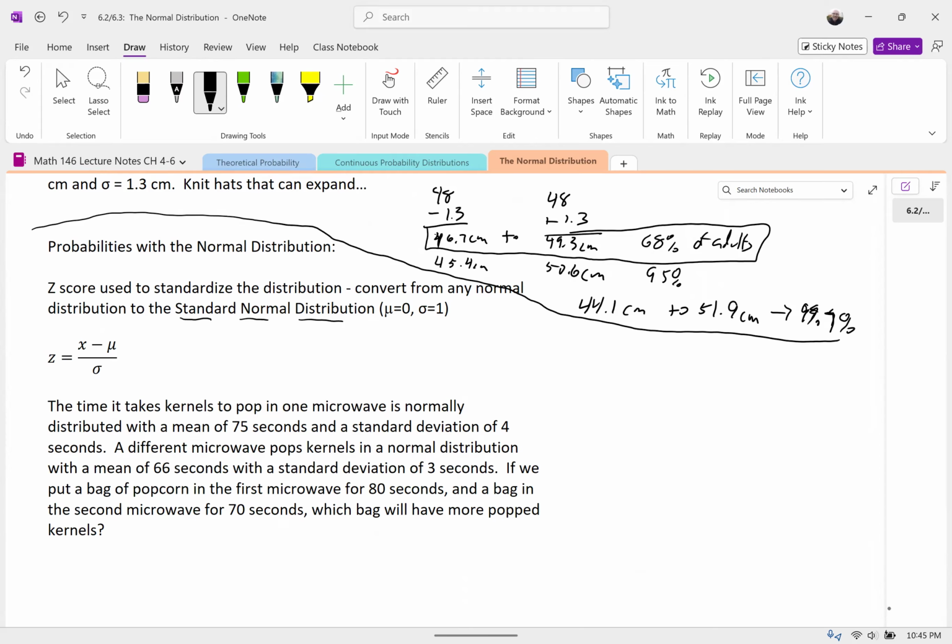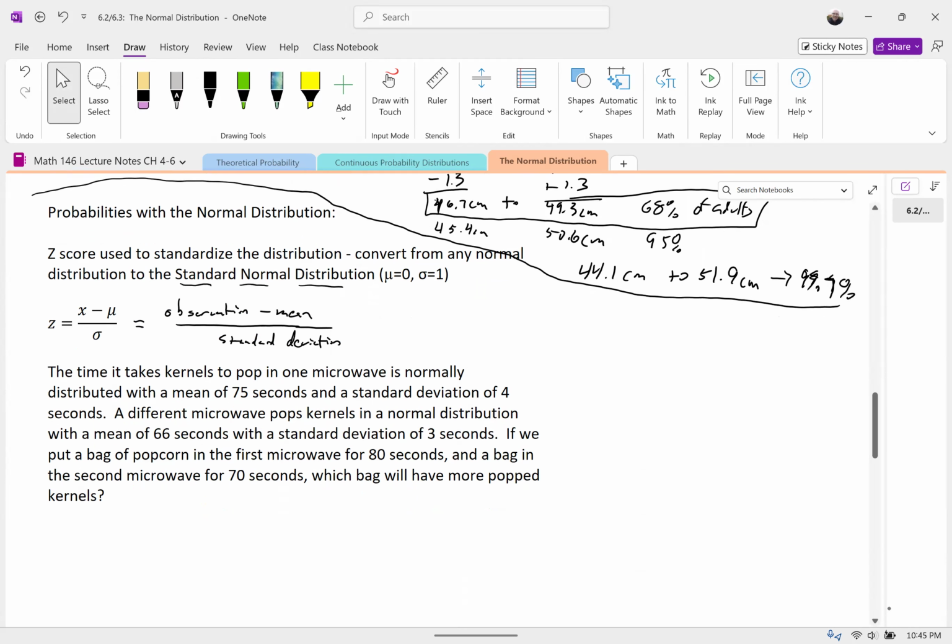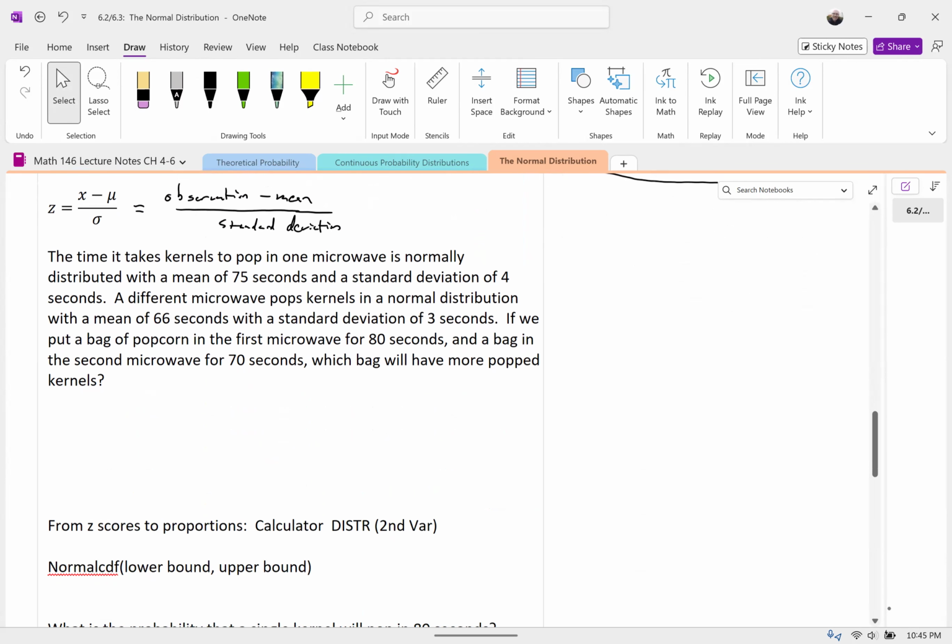And you take your observation, so whatever observation you're looking at, we want to look at how far away from the mean each point observation is: observation minus the mean, and divide it by the standard deviation. And that will tell us how far a relative distance from the distribution it is.